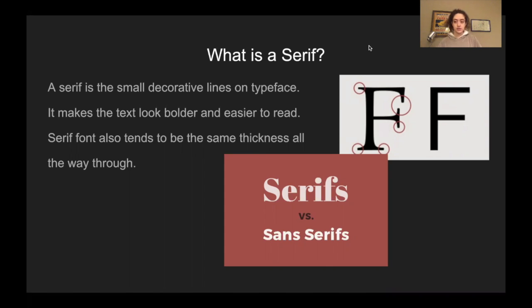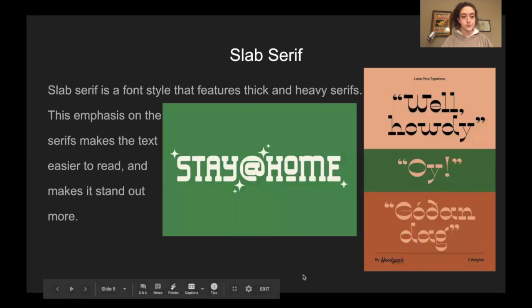It's just a little extension that is created, and it makes it look more decorative. It looks bolder. It's a little easier to read when it's in big format, and serif fonts generally tend to be the same thickness all the way through, or at least the ones I'm covering, the slab and sans serifs. So let's move on to the next slide.